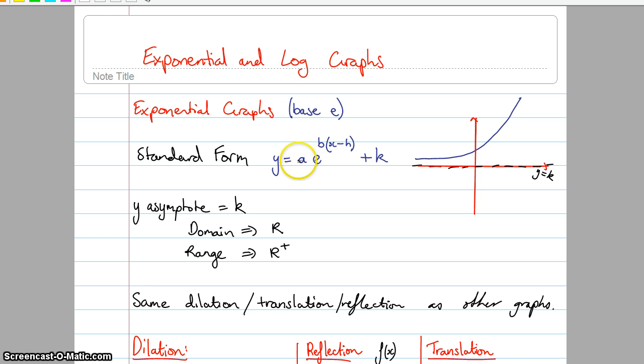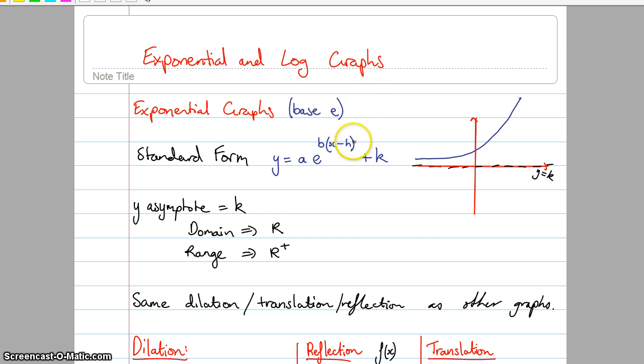The dilations are the same. The a and the b affect the dilations: a from the x-axis, b from the y-axis. They also do the reflections as well, the same as what we've been doing in the other ones. So a is from the x-axis, b is from the y-axis, and h and k just move the graph left and right or up and down. So h moves it left to right, and k moves it up and down.